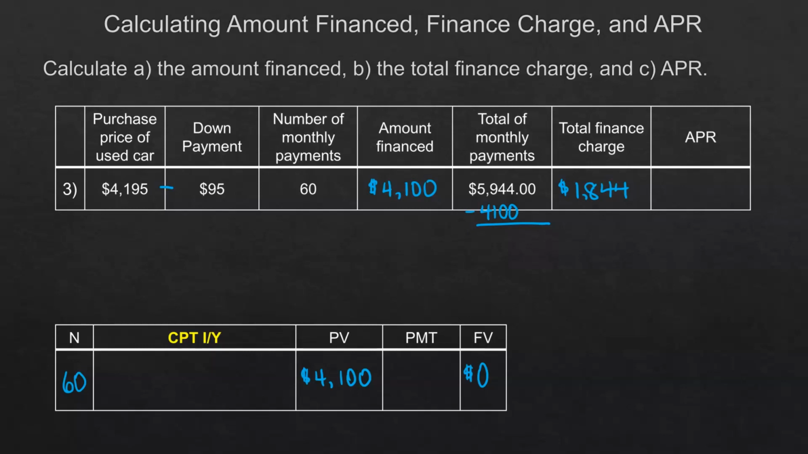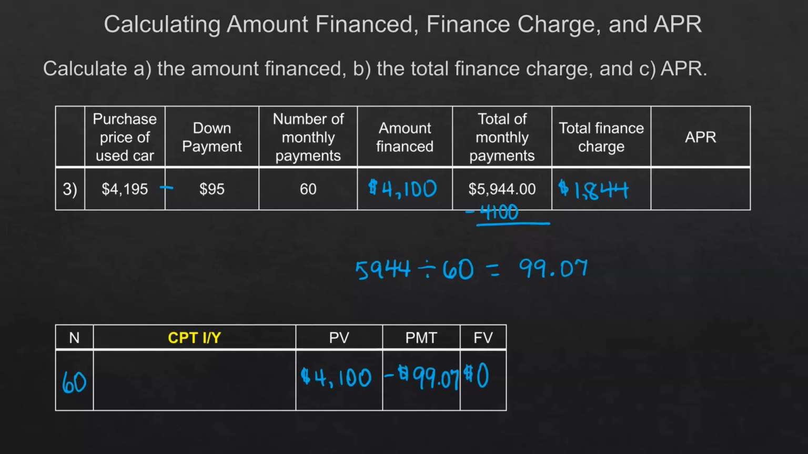Because we know how much was financed, we're going to divide how much our total of the payments was, not the finance charge. We financed 4,100, but we paid 5,944. So if you take that and divide it by 60, then you see that your payment is 99.06 repeating. So we're going to say 99.07, and that is our payment amount, 99.07. And remember, we have to put that in with a negative sign.